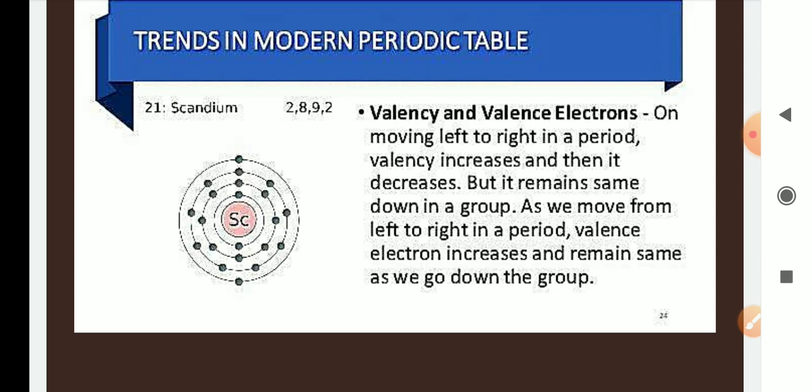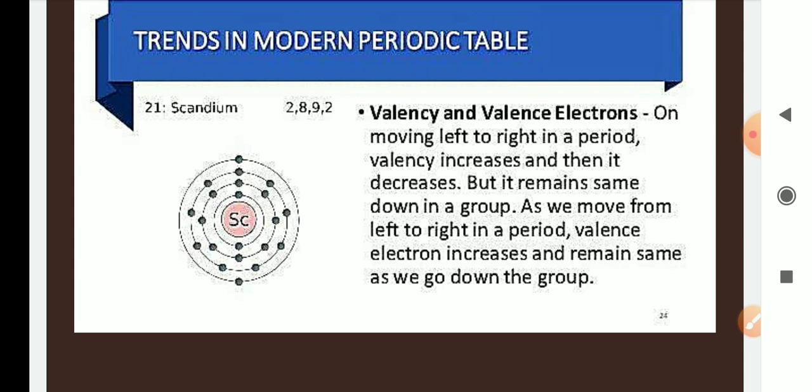So in the modern periodic table, if we move from left to right in a period, the number of valence electrons will increase from 1 to 8, right? On moving from left to right in a period, the number of shells remains the same. That means when an element possesses 2 shells, the outermost shell will be L in all the elements. If you consider period 2, all the elements in period 2 have 2 shells.